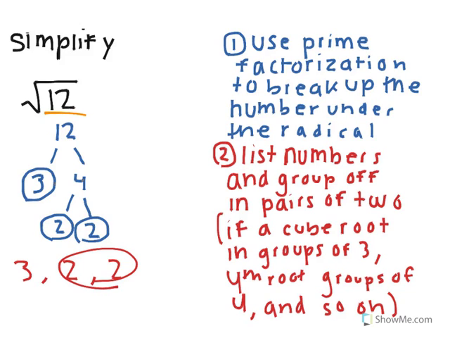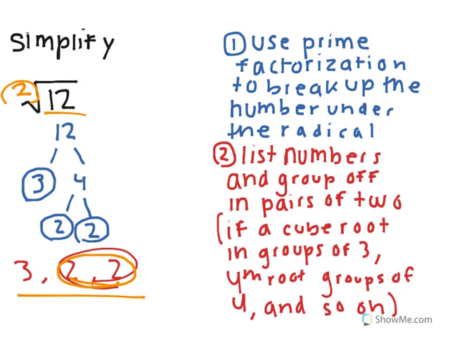Then, for my second step, I list the numbers and group them off in pairs of 2 because my index is 2. The pairings have to match the index. Since I have a square root here, because there's nothing written, that means 2. I list my numbers and do it in pairs of 2, and the only set I have here is 2 sets of 2.